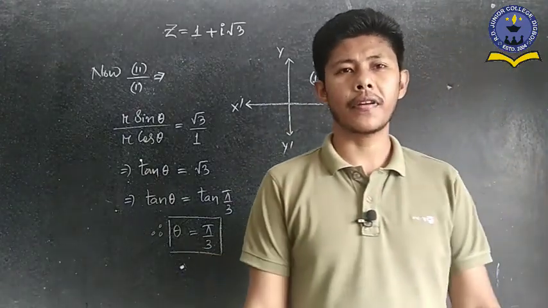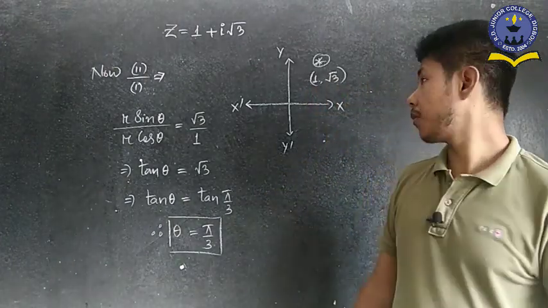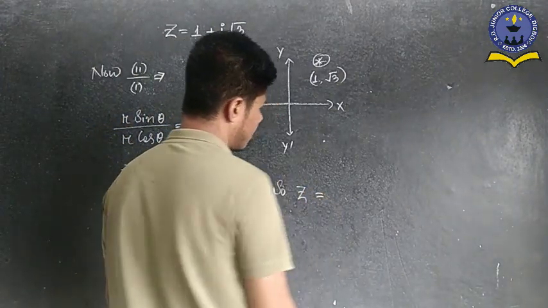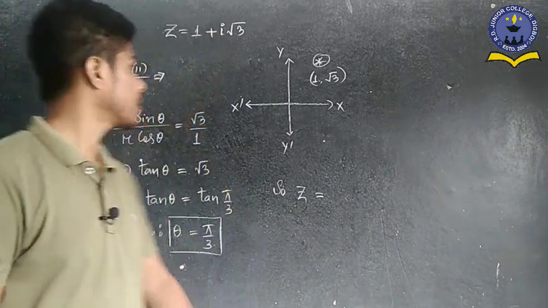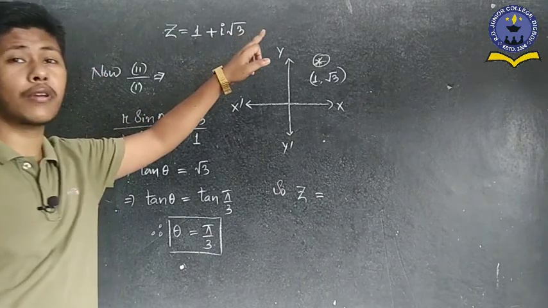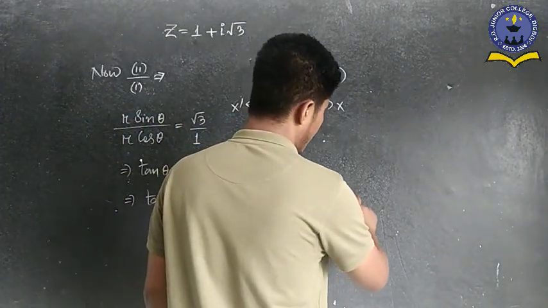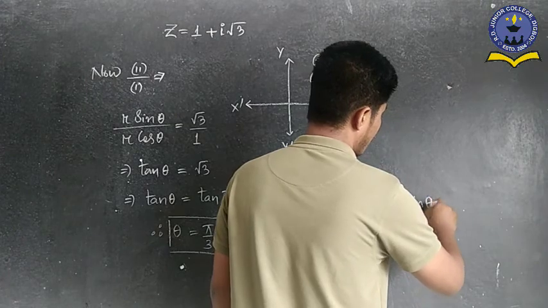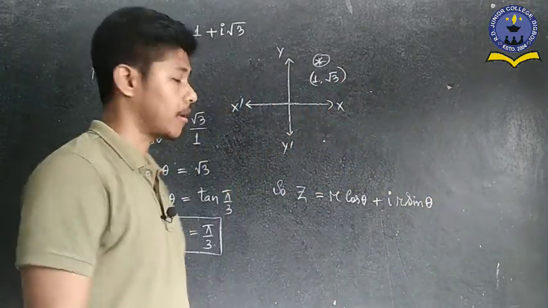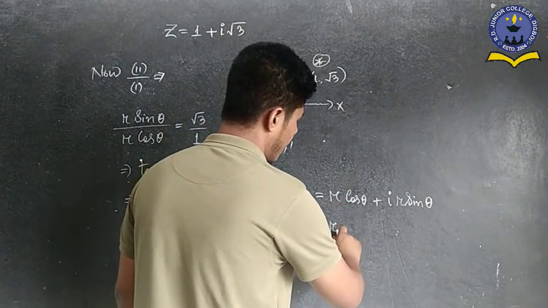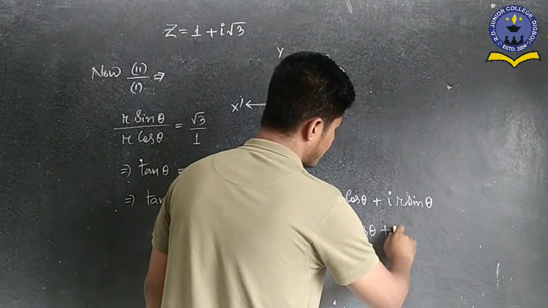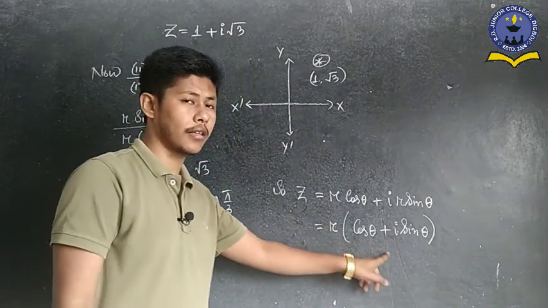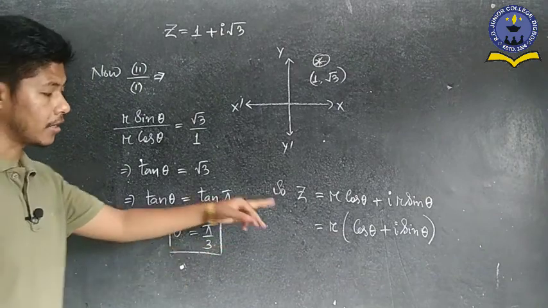Is it clear? So now after getting this, we have to find the polar form. How can we get it? Very simple. Finally, Z equals, at the starting we wrote 1 plus i root 3. 1 means r cos theta, and root 3 means r sin theta. So 1 means r cos theta plus i root 3 means r sin theta. Is it clear? r cos theta plus i r sin theta. Now from here r is common, so we take r common. So simply write cos theta plus i sin theta. Is it clear? Now we already know the values of r and theta, isn't it? r is 2 and theta is pi by 3.